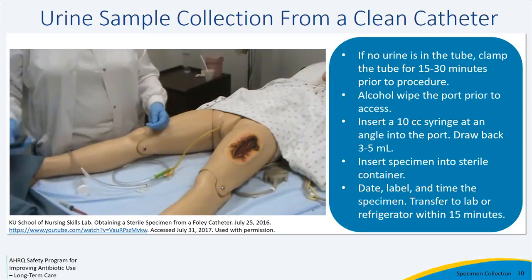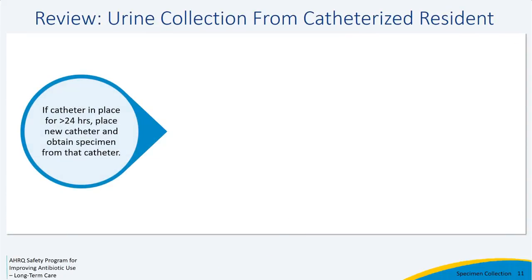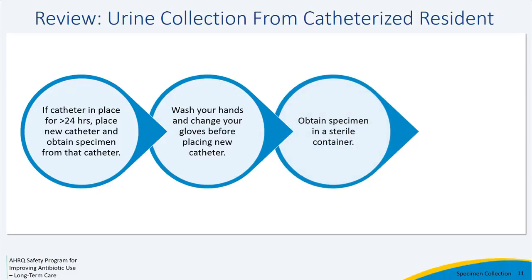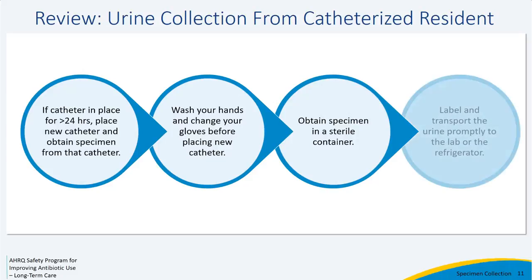Let's review the procedure to collect urine from a catheterized resident. If a catheter has been in place for more than 24 hours, place a new catheter and obtain a specimen from that catheter. Wash your hands and change to new sterile gloves before placing that new catheter. Obtain the specimen in a sterile container and label and transport the urine promptly to the lab or the refrigerator.